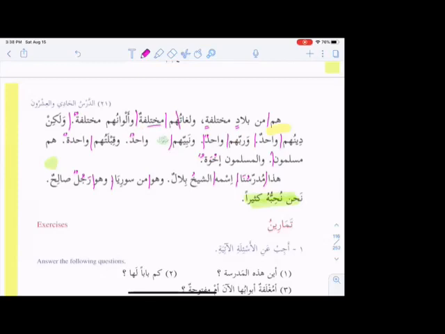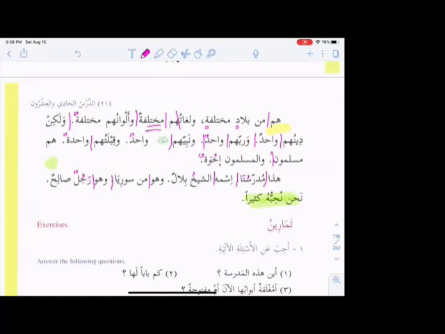Lughatun is singular, lughatu is plural. Lughatu is mubtada and it is mudaf, hum is mudaf ilayhi. Their languages are different. This is your khabar. Why is it muannas, lughatu? It is also muannas, but it is a broken plural, kul jama muannas, you know.